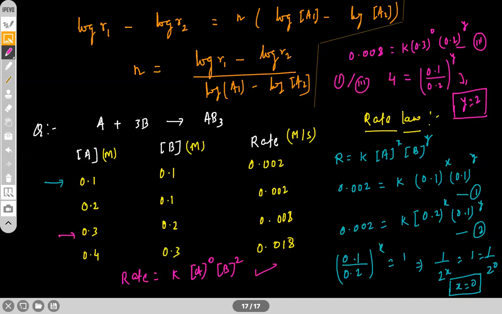All of you, did you get it? No doubt? Okay, so you just need to assume the rate law, and then by substituting the values, you should find out the x and y.